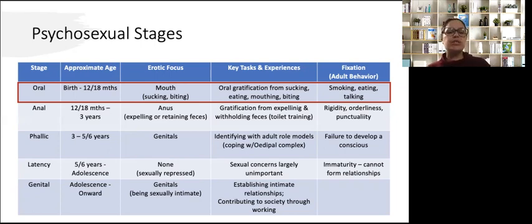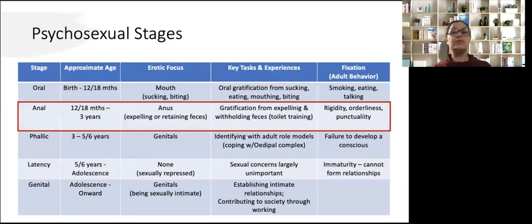If infants or children are overindulged at this stage, so let's say, for example, every single time a child cries, mom gives them food as a source of comfort, they might become fixated on oral gratification in general. So this might produce behaviors in adulthood like smoking, overeating, talking a lot. So anything that involves gratification by mouth, essentially. It can produce these behaviors well into adulthood, is what Freud would argue. Okay.